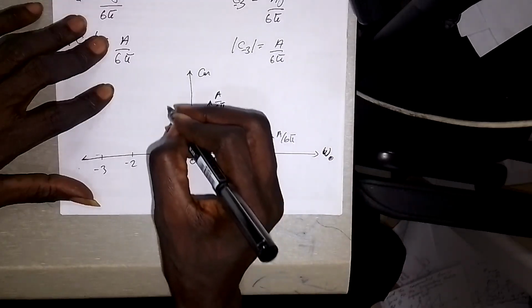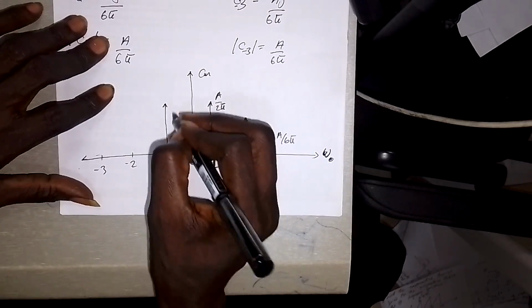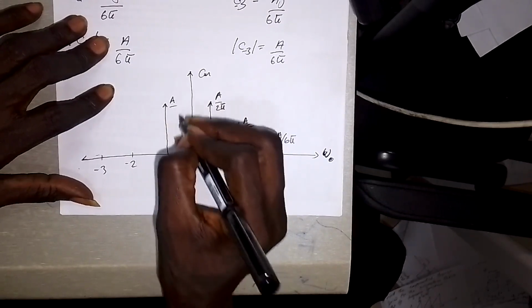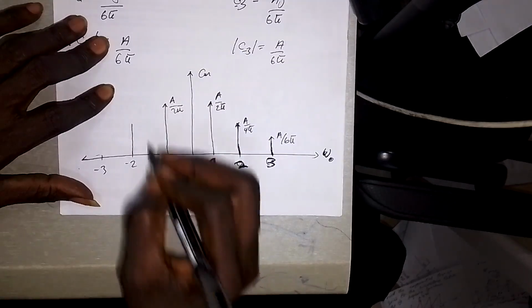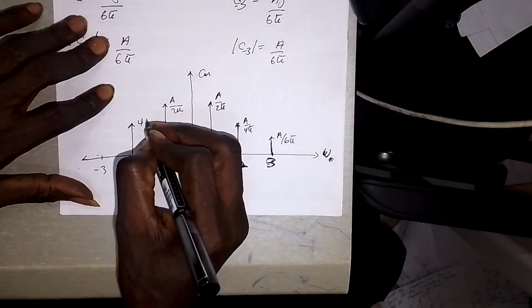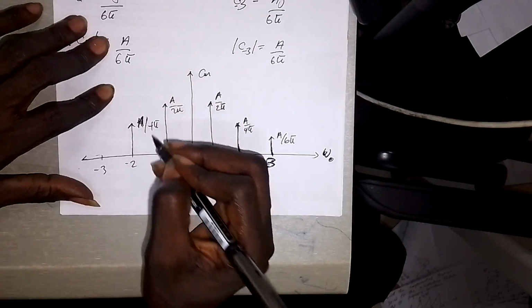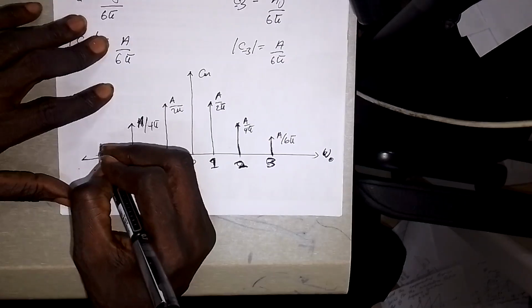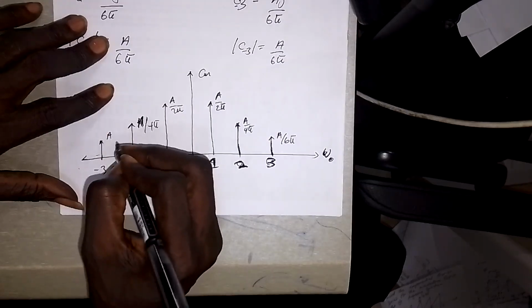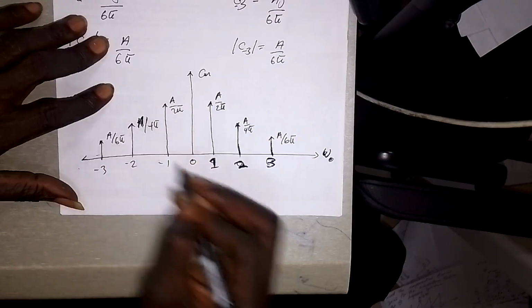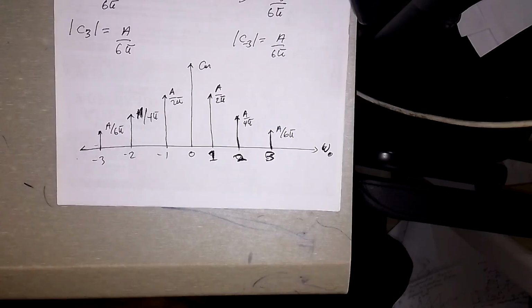So the same thing will come here. It's A over 2 pi, and here A over 4 pi, and then here A over 6 pi. Okay, so this is how you plot your frequency spectrum. This is the end of this question.